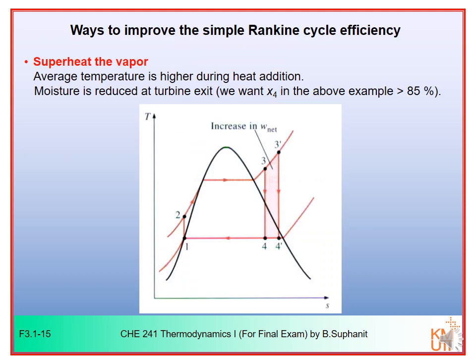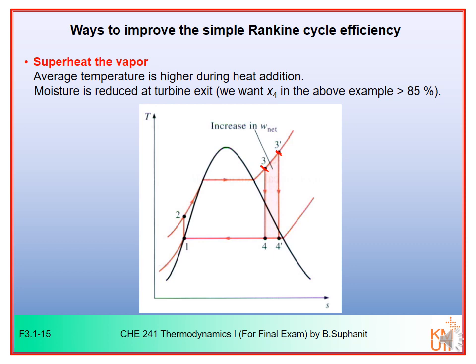Now, there are also several ways to improve the simple Rankine cycle efficiency. The first way is that we can increase the cycle efficiency by putting the vapor into a higher superheat level. In this case, if you increase the superheated level from 3 to 3 prime, you can see that the average temperature during the heat addition will be higher. You have a higher potential to generate work from the turbine.